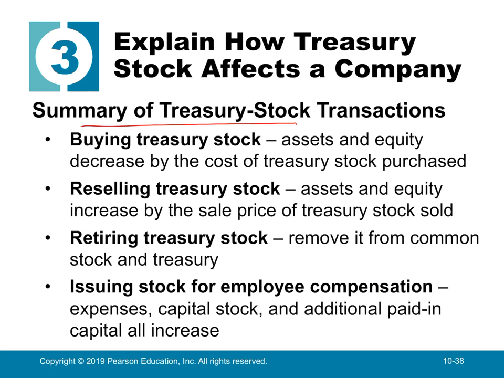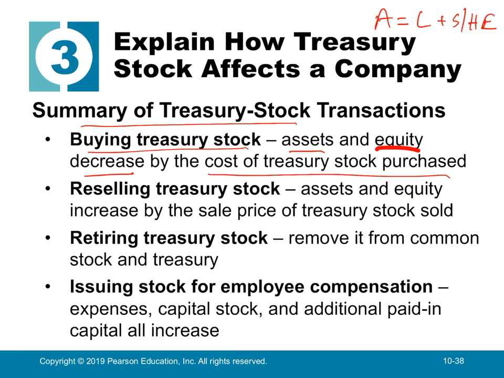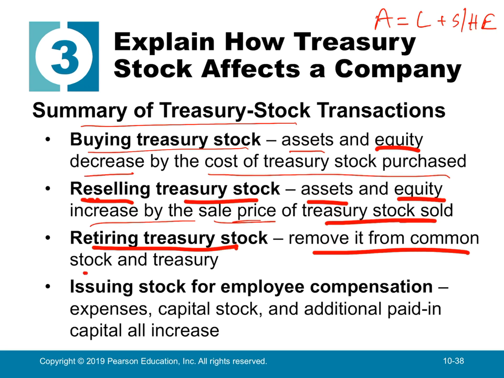So here's a quick summary of treasury stock transactions. Buying treasury stock, assets and equity decrease by the cost of the treasury stock purchased. Just look at the journal entries, look at assets equals liabilities plus stockholders' equity, and figure out how this changes. What happens when we resell treasury stock? Assets and equity increase by the sales price of the treasury stock sold. What if we retire treasury stock? We just remove it from common stock and treasury.